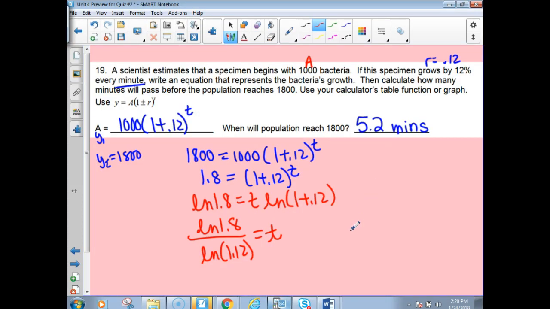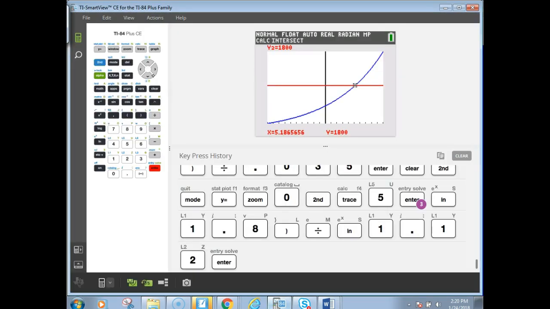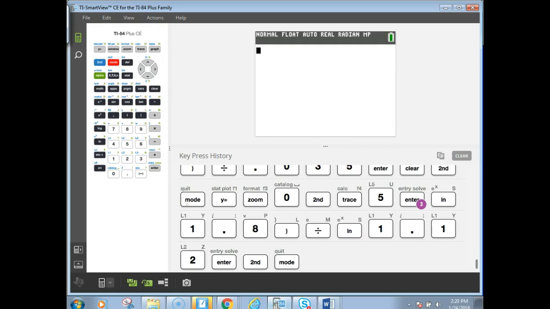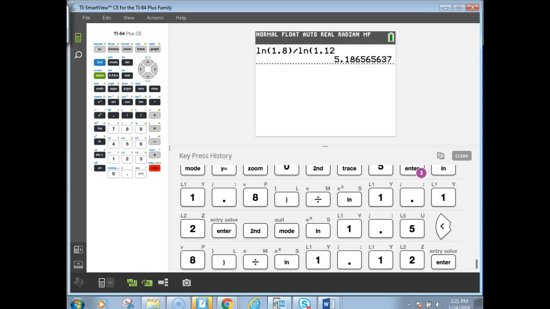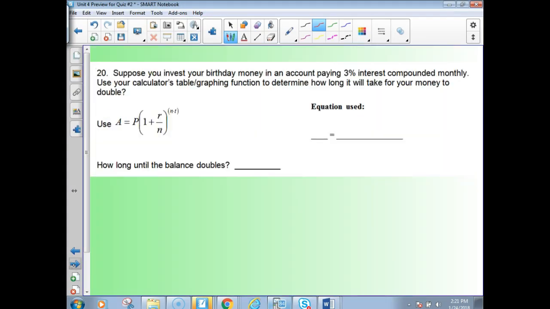Oh, I was looking at the wrong thing. Did it work on the calculator to get out of the graphing? I was still in the graphing mode. I typed it in though. ln 1.8. Oh, I put a 5. You have to close that parenthesis up. Divided by the natural log of 1.12. Well, there's the exact same answer. Okay, I wasn't lying. All right, moving on.